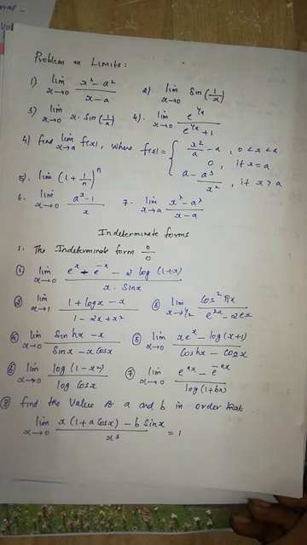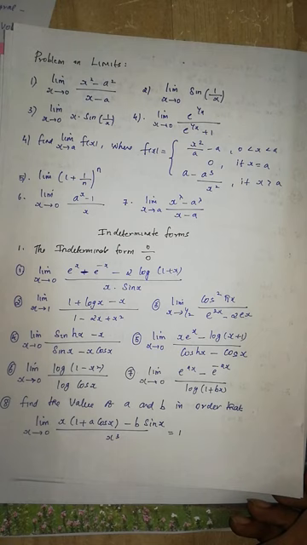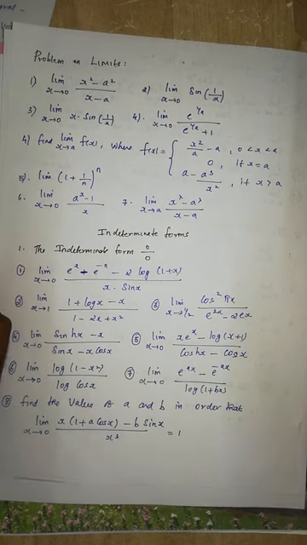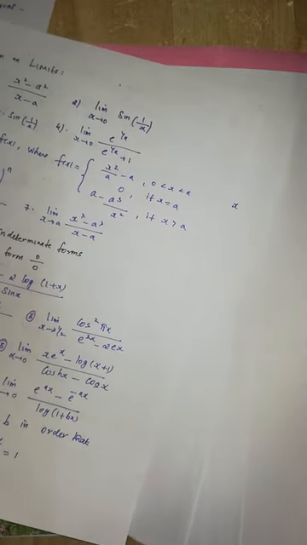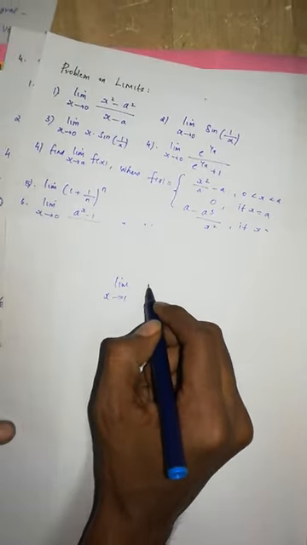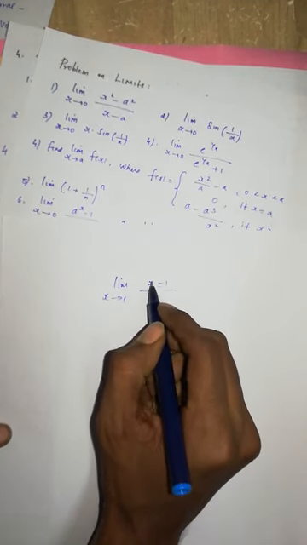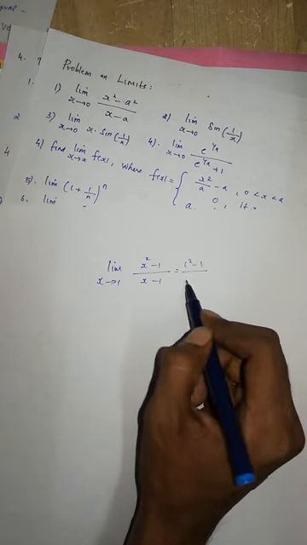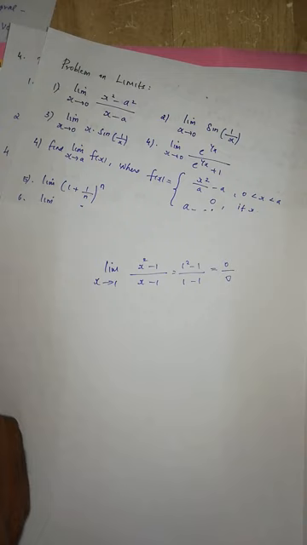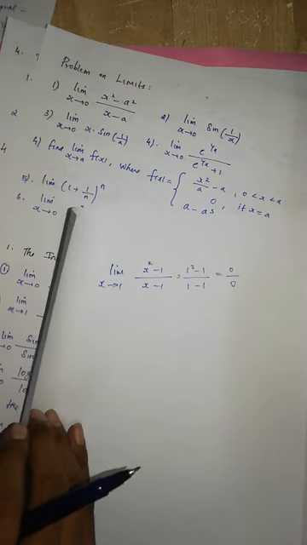So there are 5 indeterminate forms. Suppose when we try to apply the limit, the numerator and denominator become 0 by 0. For example, consider the function limit x tends to 1 of x square minus 1 by x minus 1. What happens if I substitute x is equal to 1? It will become 1 square minus 1 by 1 minus 1, which is 0 by 0. So when we are trying to apply the limit, and the numerator and denominator both become 0, we will call that 0 by 0 form.